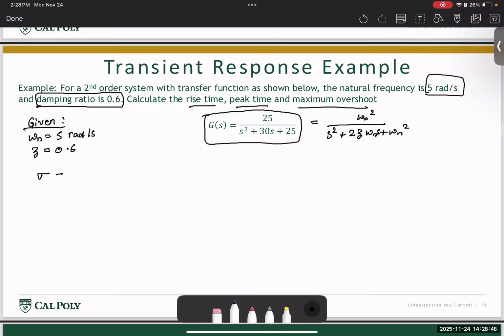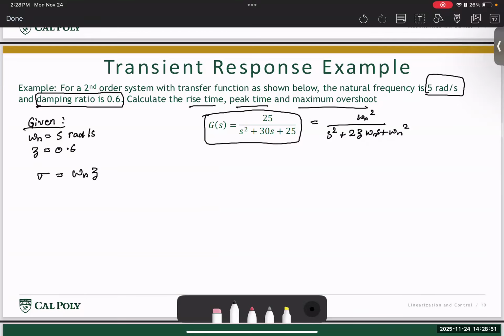Sigma, we said, is defined as omega n times zeta, which, substituting in this case, is about 3. And the damping frequency omega d is given by omega n times square root of 1 minus zeta squared, which, substituting the values in this case, is about 4.